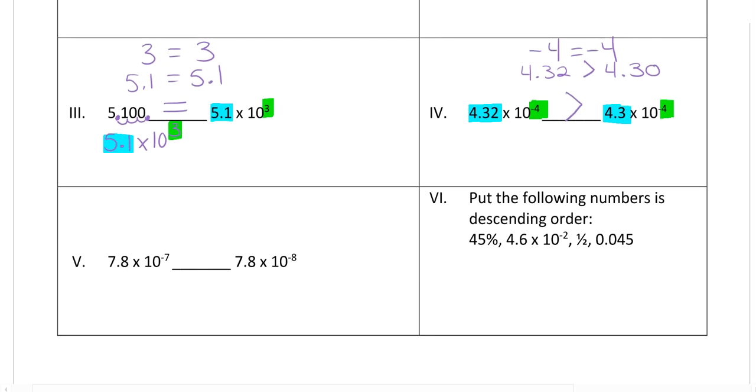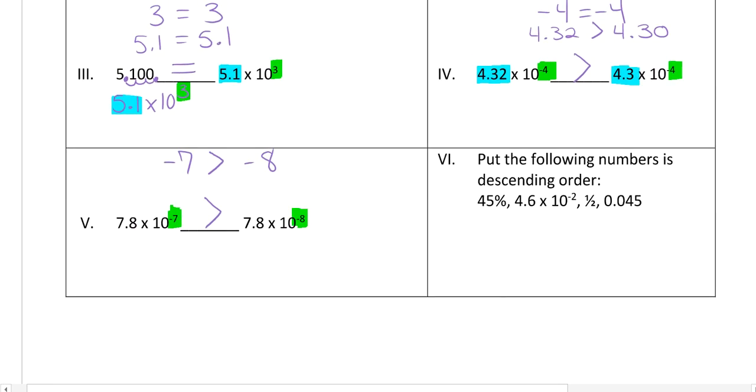And our last example here, if I look at my exponents and I compare, I have negative 7 compared to negative 8. Be careful when it comes to negatives, because negative 7 is greater than negative 8. Remember, the larger the digit is in the negatives, the smaller the number it actually is.